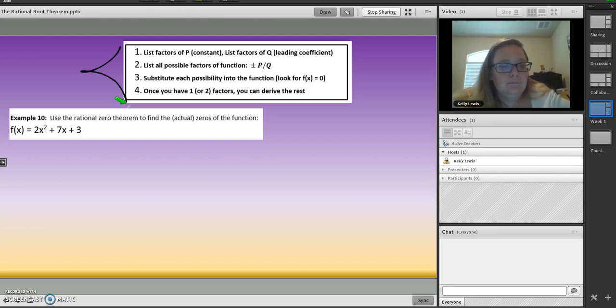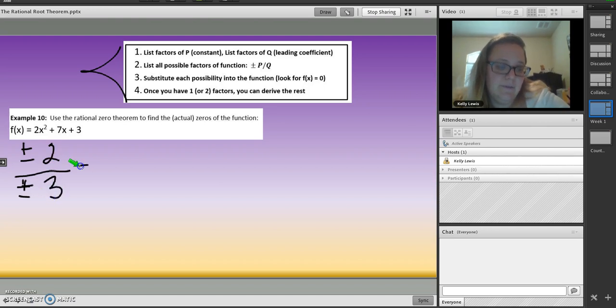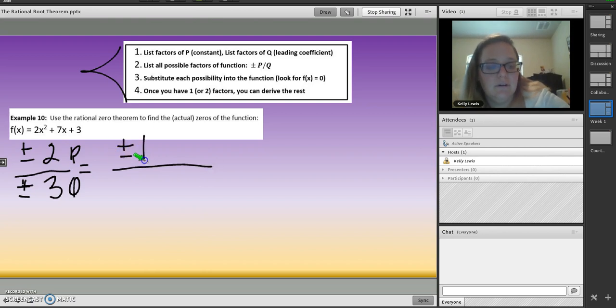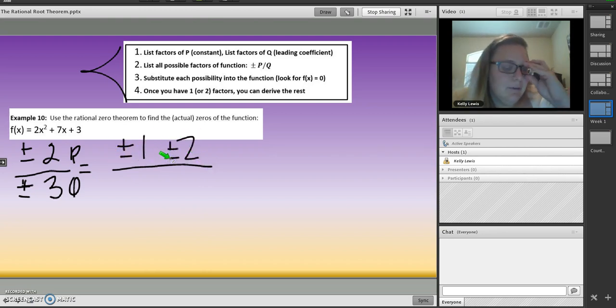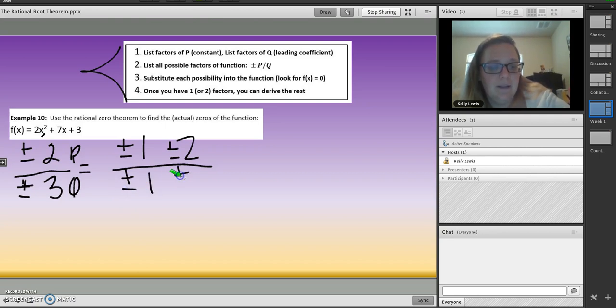Okay, so we're going to use the rational zero theorem to find the actual zeros of the function, meaning I don't want you to factor. I want you to use what we just learned. So plus or minus P over Q, and P is the factors of the constant, 2, and Q the factors of 3. Factors of 2 are 1 and 2. This is way more what I would give you. I would give you a quadratic, but the factors of 3 are 1 and 3.